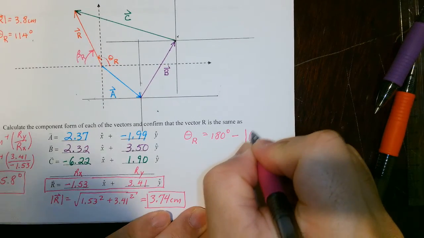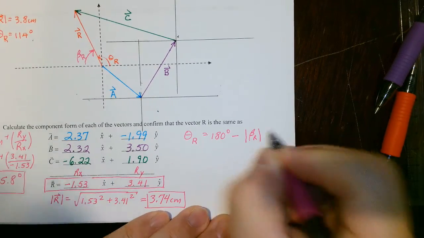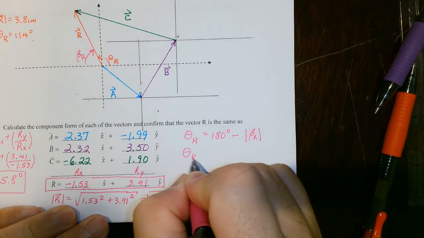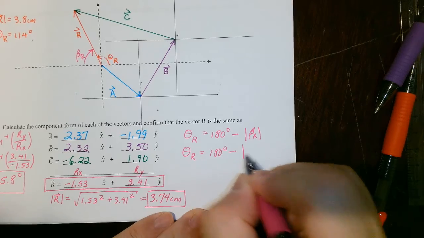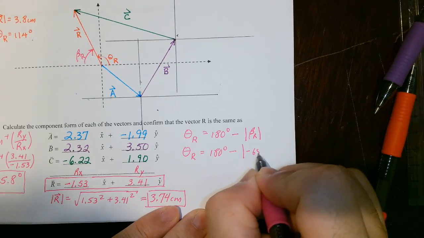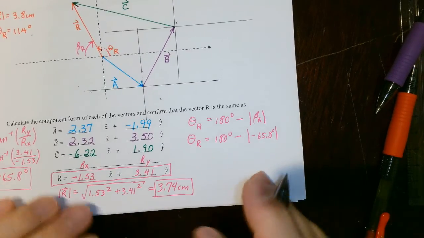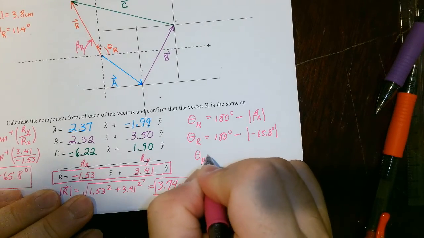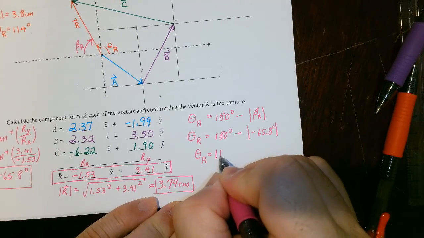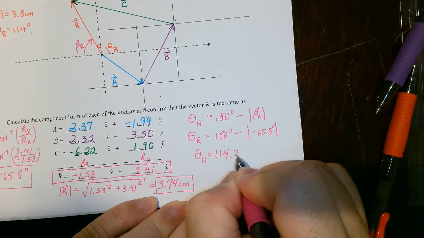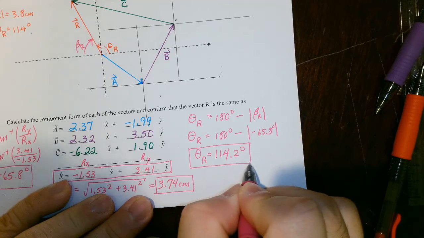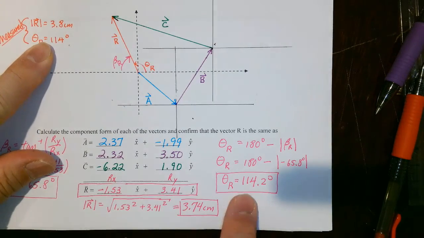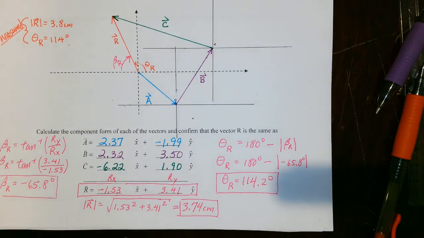Now, because it is in second quadrant, my theta R is going to be 180 degrees minus the absolute value of your beta R, right? Therefore, my theta R is equal to 180 degrees minus the absolute value of negative 65.8 degrees. So my theta R comes out to 114.2 degrees. So that's pretty good. That was good drawing. So I got 114 here and 114.2. All right. Any questions?